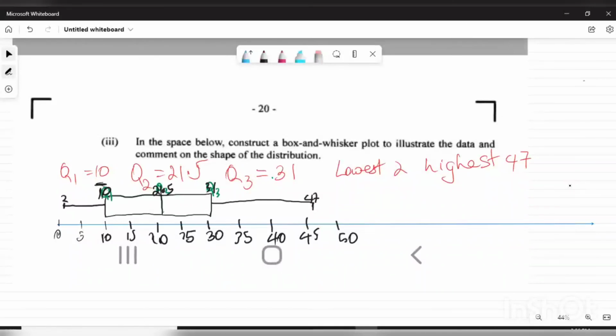That's right. So the little comment that you can make is the fact that the median is almost the center. It's not, but it's almost the center of the total things that we're dealing with. Because it's 21 point something, and we're going all the way up to 47. So it's almost symmetric, but it's not, because it's not dead center.